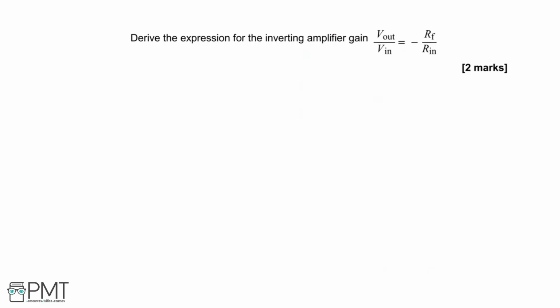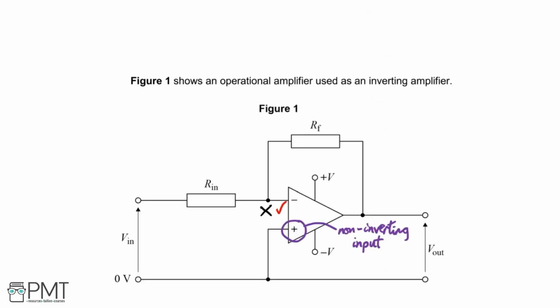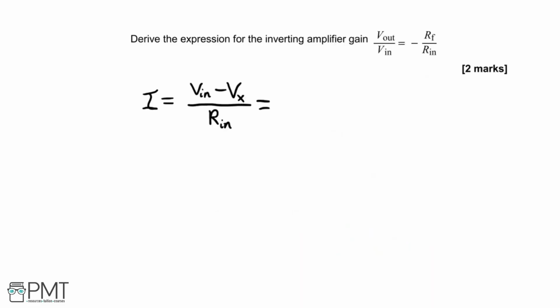Derive the expression for the inverting amplifier gain, V out over V in equals minus RF over Rin. Now in order to do this, we need to look at the current flowing through various parts of the circuit. We're interested in the current flowing through the two resistors, and those two currents are going to be the same. Now we need to write down expressions for those currents, but we'll do that in the answer space.